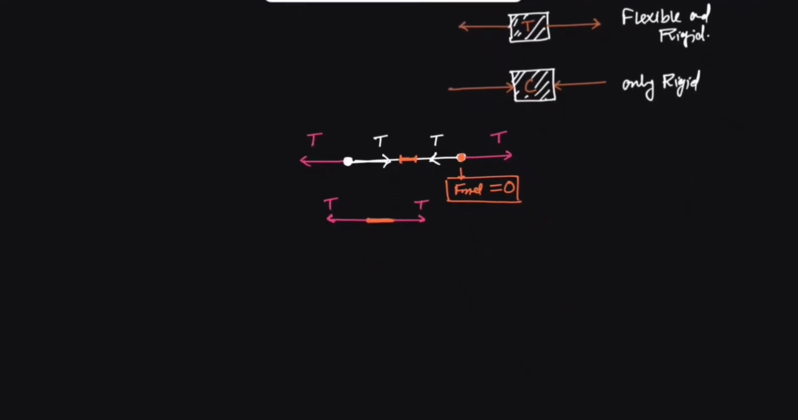Now we will discuss why we most often say the string is massless and inextensible. Massless simplifies our problem. If it is massless, we can ignore the kinetic energy and potential energy of the string, because kinetic energy is half mv squared, potential energy is mgh, and the mass being 0, you can ignore the energies associated with the string. So it simplifies our problem. We can only focus on blocks.